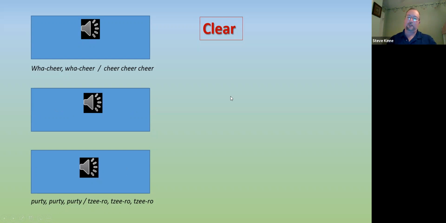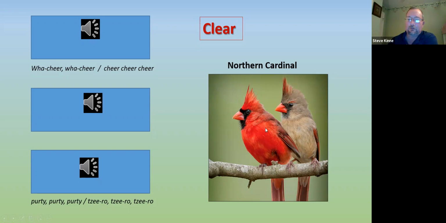And I put a picture of both male and female because this is one of the birds where both male and female are really excellent songsters. They both will be singing the same type of song. They're both very good. Here's another one.